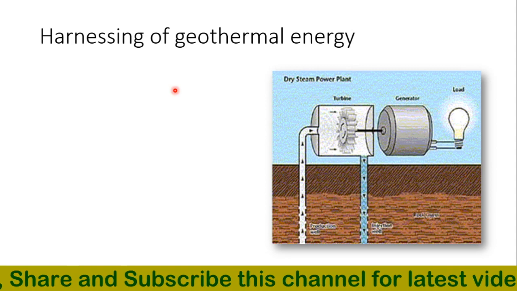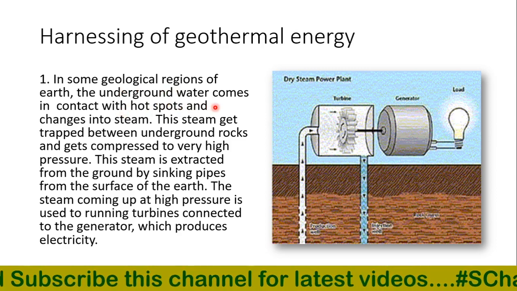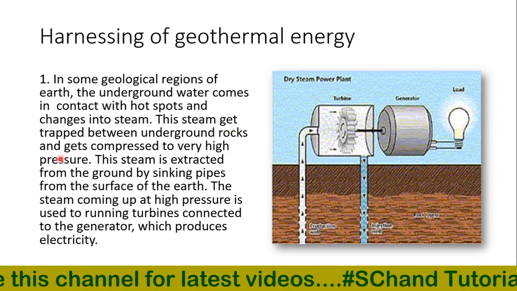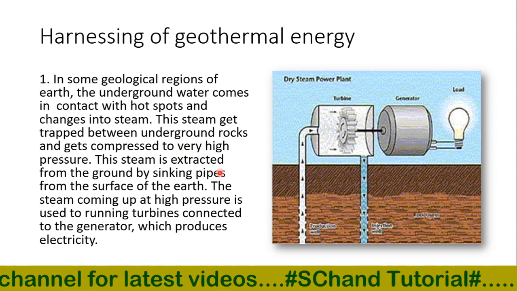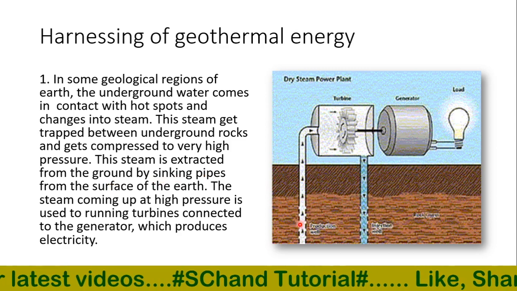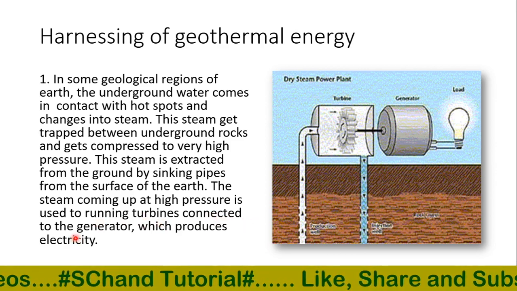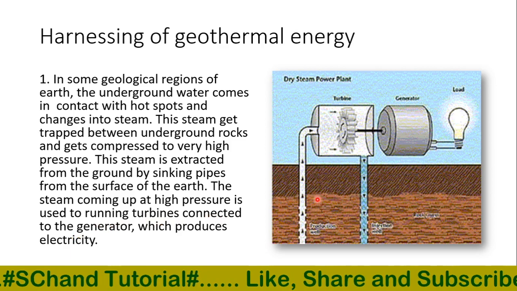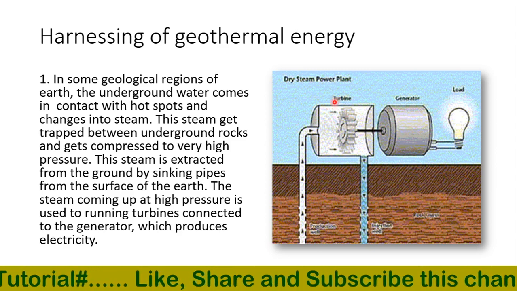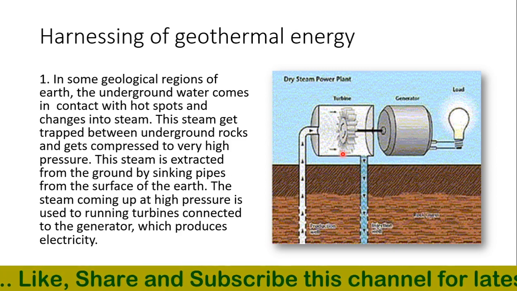In some geological regions of the earth, the underground water comes in contact with the hot spots and changes into steam. This steam gets trapped between the underground rocks and is compressed at very high pressure. It is extracted by sinking pipes from the surface of the earth. The steam coming up at high pressure is used to run the turbines connected to the generator. The steam rotates the turbine, which is attached to the generator, and on moving, the turbine produces electricity. This is how geothermal energy can be used for the production of electricity.